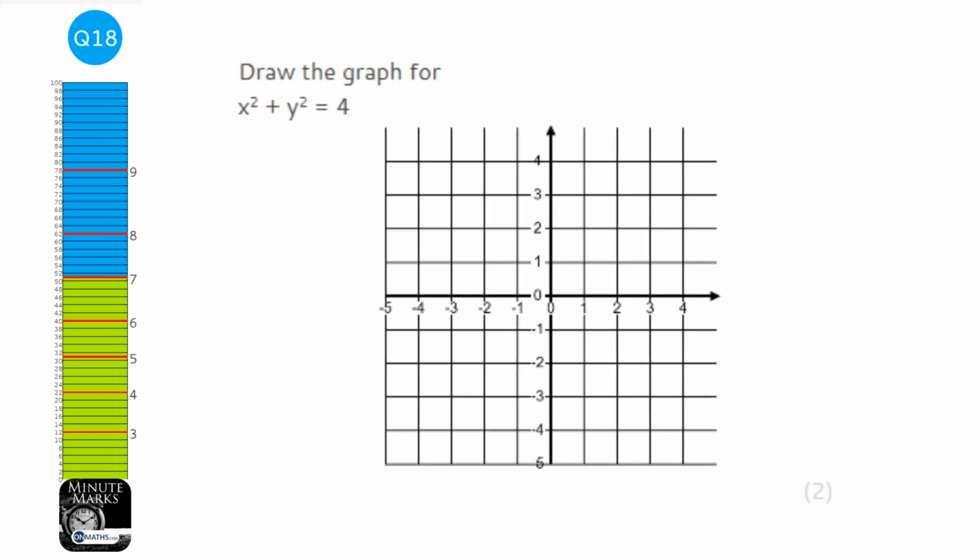Okay, so for this question, understanding of the formula of a circle is critical. The formula of a circle is x squared plus y squared equals r squared. So it looks very similar to the equation given to us here. If I rewrite the equation given to us, and instead of 4 I write 2 squared, that's a perfect match for the equation of the circle. So we've got a circle with radius 2.